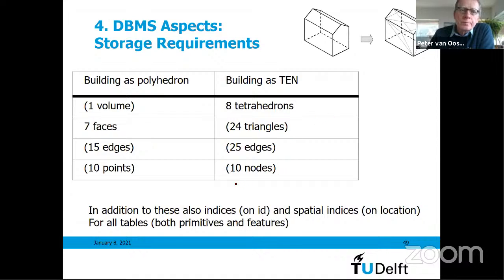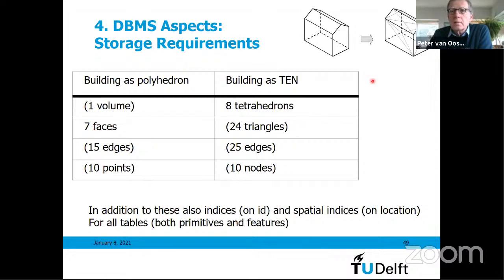This building, it's one volume, and when we see it as a polygon, we would probably be describing the boundary elements. So it has 7 boundary polygons in 3D space, and in total they have 15 edges and 10 points. But as a polyhedron with a boundary representation, you would probably store 7 faces with all the nodes.